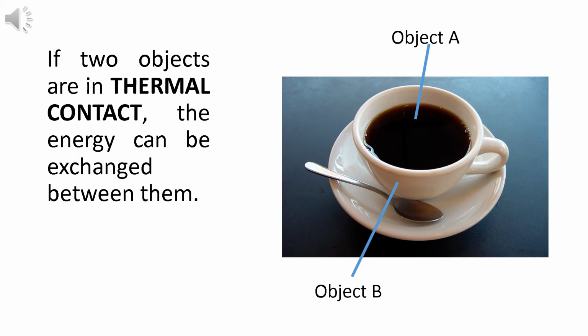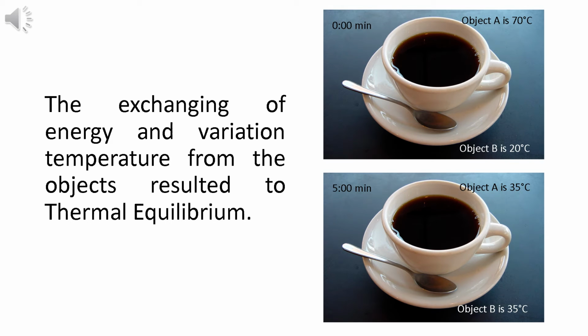If the two objects are in thermal contact, the energy can be exchanged between them. The heat energy from object A, the coffee, can be exchanged to object B, which is the cup. The exchanging of energy and variation of temperature of the objects results in thermal equilibrium. So what is thermal equilibrium?